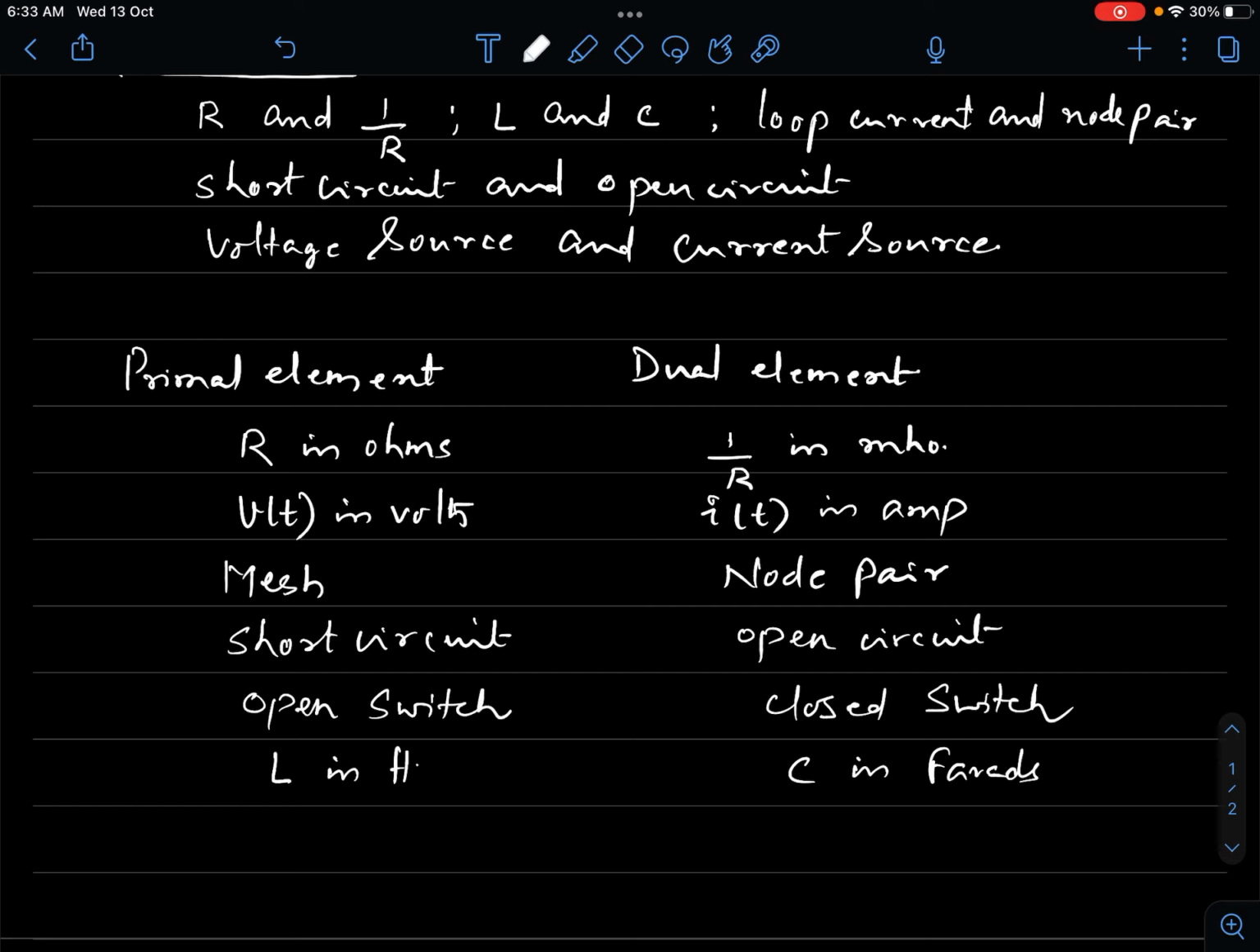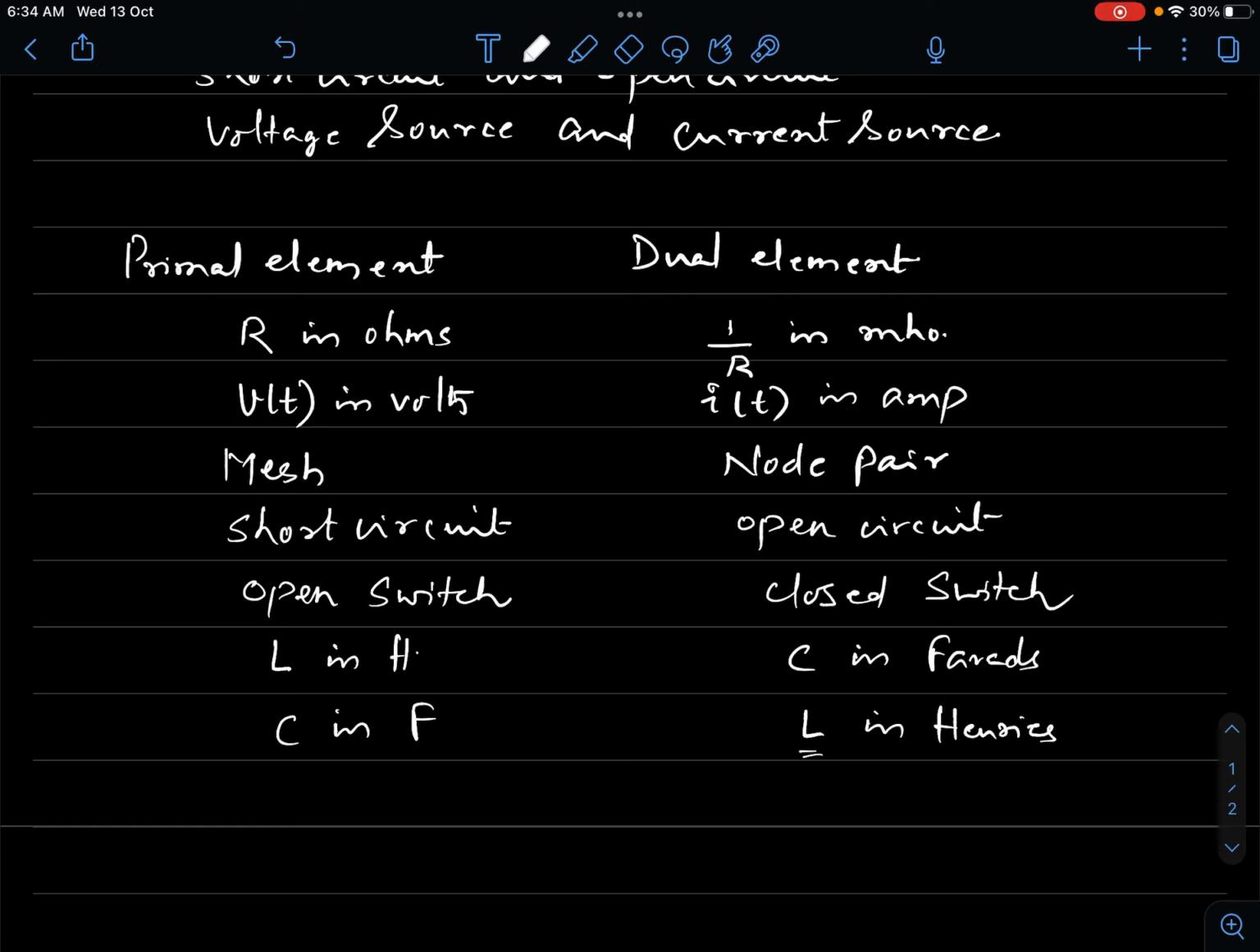Okay, and the capacitor value is 1 by L. If there is a capacitor here in farads, that gets replaced by L in henries. This is how we construct a dual network. What is the value of L? If I want to call it an equivalent, the L here is equal to 1 by C. You know the value. We will talk about this eventually. So this is how we understand the dual pair.